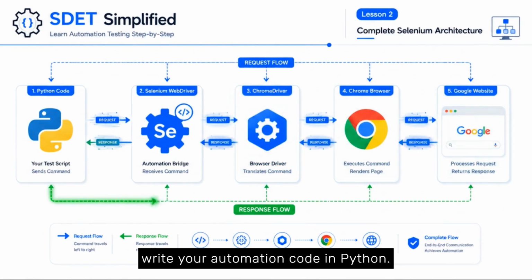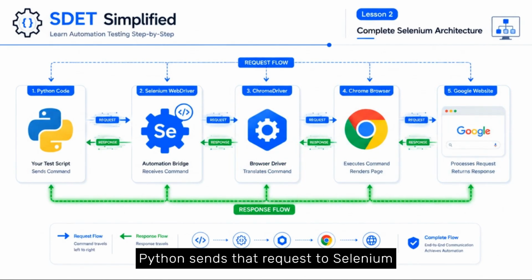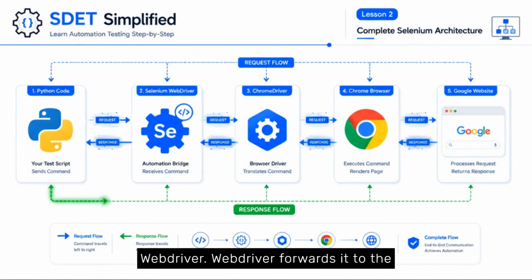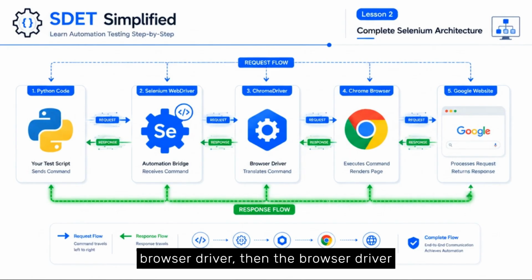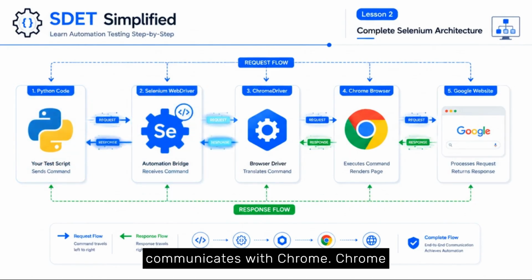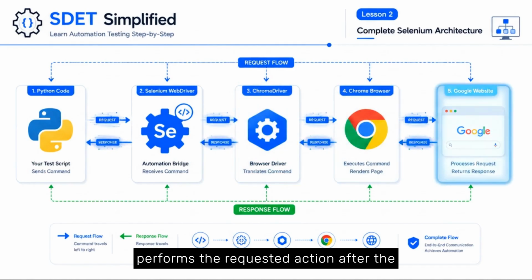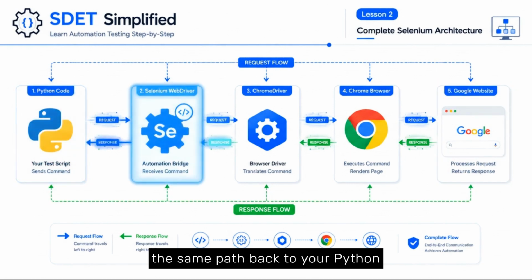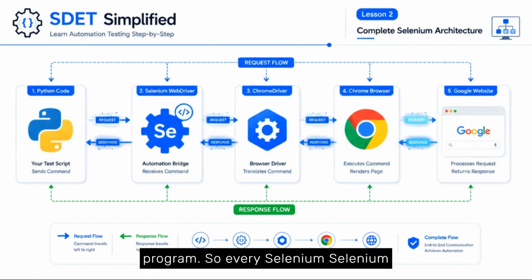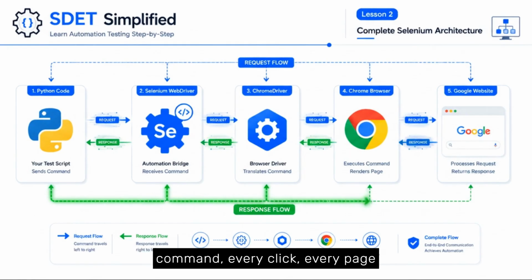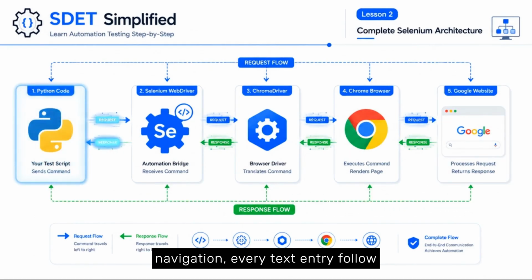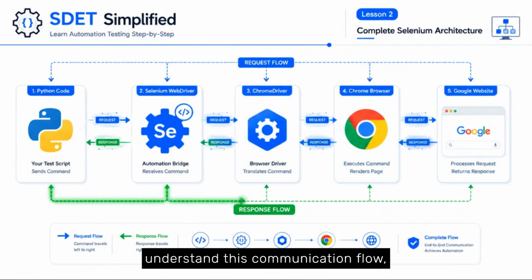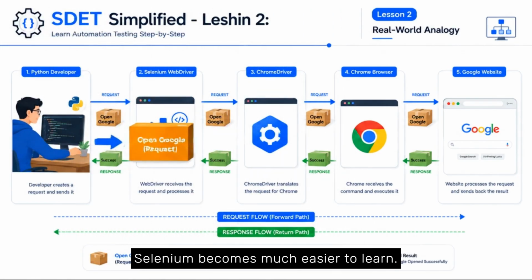Let's put everything together. You write your automation code in Python. Python sends that request to Selenium WebDriver. WebDriver forwards it to the browser driver. Then the browser driver communicates with Chrome. Chrome performs the requested action. After the task is completed, the response follows the same path back to your Python program. So every Selenium command, every click, every page navigation, every text entry follows this same architecture. Once you understand this communication flow, Selenium becomes much easier to learn.